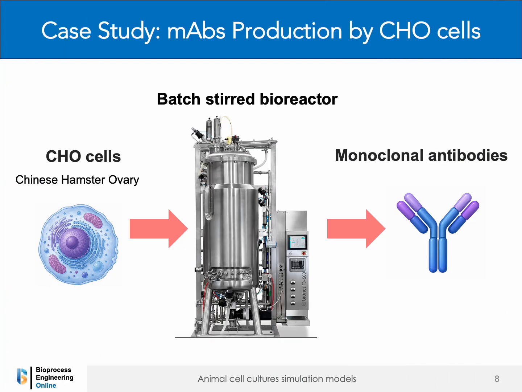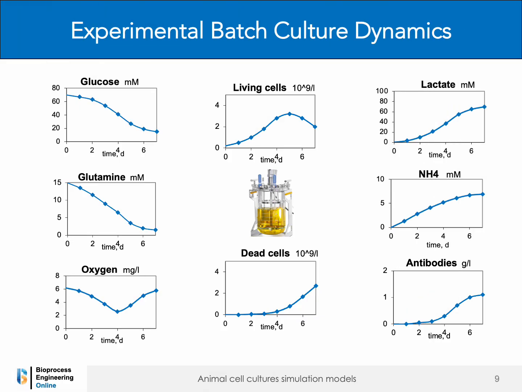The modeling methodology will be illustrated through a case study involving a batch culture of recombinant Chinese hamster ovary, or CHO cells. These cells have been genetically engineered to produce and secrete monoclonal antibodies and represent one of the most widely used production platforms in the biopharmaceutical industry. Throughout the tutorial, we will progressively develop a mechanistic simulation model of the CHO cell culture, capable of predicting the evolution of the culture over time.